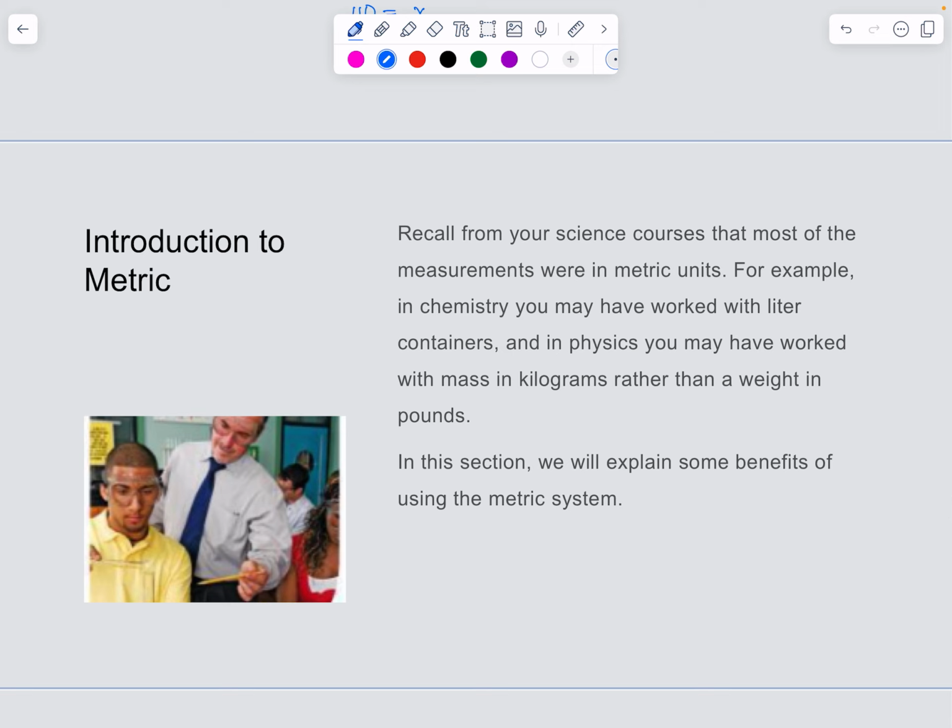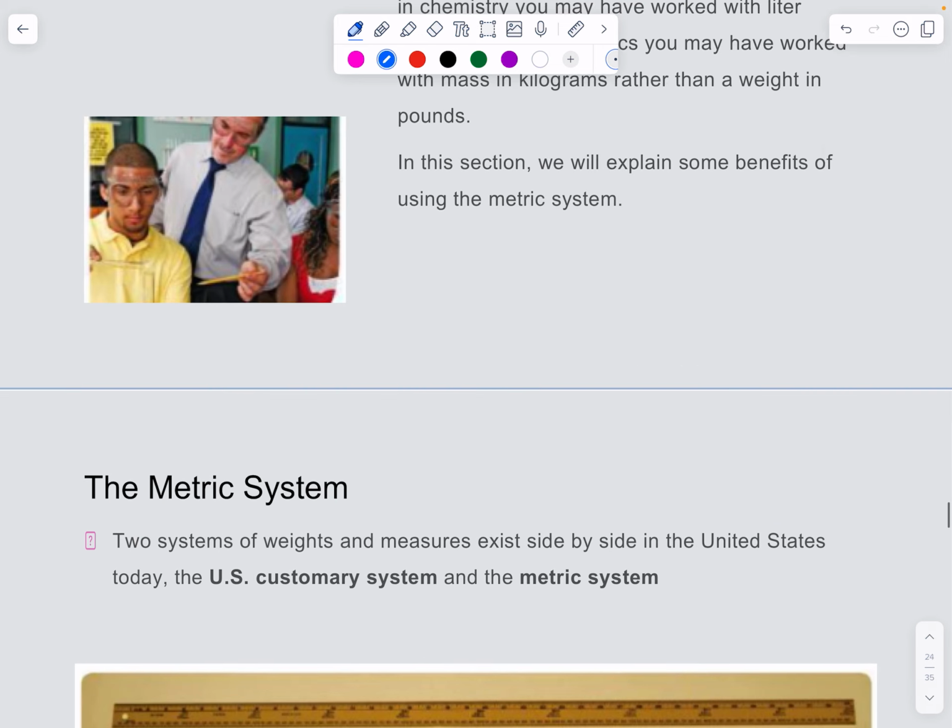Okay, that's our last example for chapter 6. We're going to introduce chapter 7. So, moving into metric. Recall from your sciences, most measurements are in metric. So, chemistry, maybe you worked with liters. Physics, maybe you worked with mass. In this section, we're going to go through some benefits of using metric.